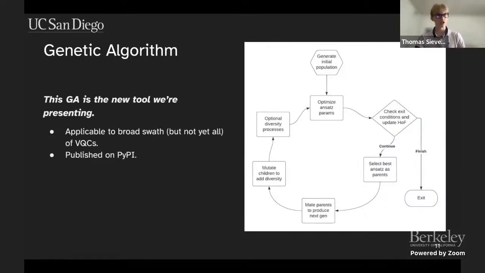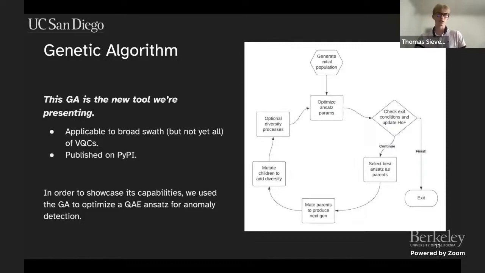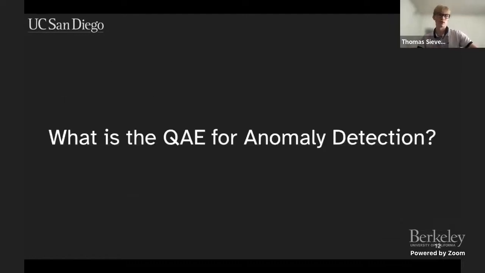So to be clear, this genetic algorithm is really the tool that we worked on. This is kind of like the end product of our work. It's not fully done yet, but this is the thing that is the whole point of this talk. From here on, I'm going to be talking about the specific problem we decided to apply our genetic algorithm to. That's just because in order to showcase its capabilities, we have to actually pick a VQC problem to optimize. So we decided to go with this quantum autoencoder for anomaly detection problem, and that's what I'm going to be talking about now. Okay, so what is the quantum autoencoder for anomaly detection?